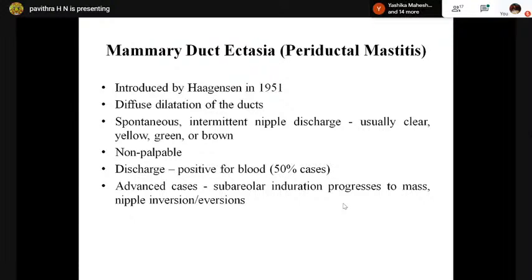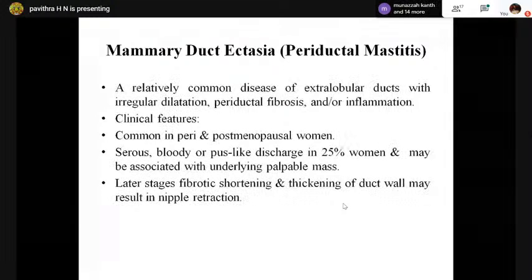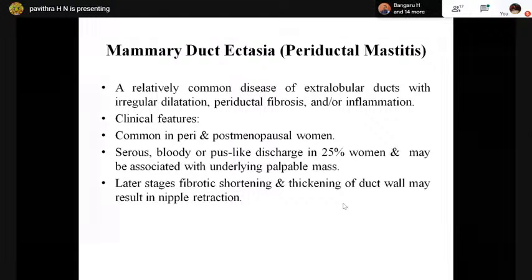Blood can be found if the sample is tested, even if not visible grossly, in around 50% of the cases. It is a relatively common disease of extralobular ducts with irregular dilatation, periductal fibrosis and inflammation. Mostly they occur in perimenopausal and postmenopausal women. They have serous, bloody or pus-like discharge in 20% of them. In later stages, as I said, they may have nipple retraction because of the fibrosis.